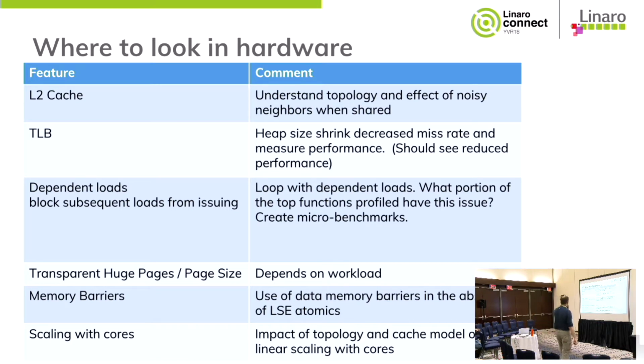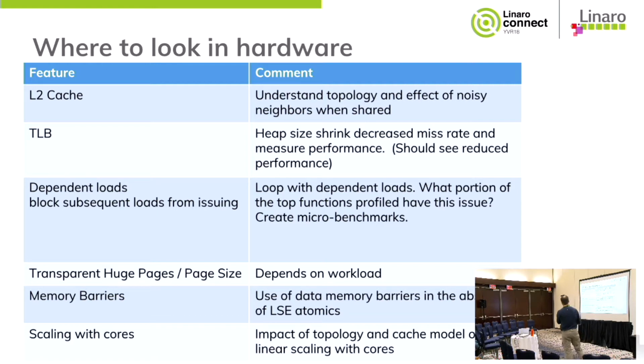Where to look in hardware? L2 cache. Understand the topology of your system. I once saw a bug on a 32-core system that thought it had 16 NUMA nodes over 2 sockets, when in fact it's a single-socket 32-core system. And that was a kernel bug. But imagine if you do a test and think, why in the world am I getting this data? It thinks I have 16 NUMA nodes. Things like that you need to pay attention to.